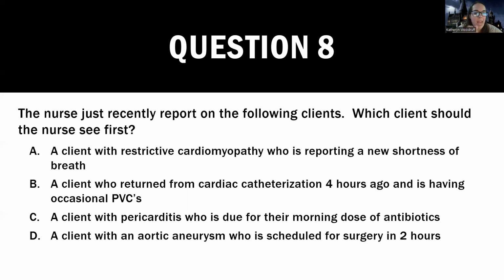So starting with the first one, a client with restrictive cardiomyopathy who is reporting a new shortness of breath. Now here, I'll give you a little clue: anytime there's something new, different, sudden, acute, unexpected, we usually don't like it. Anything that's new or different, I need to go and evaluate that usually first. So this is already the top of my list for probably my first patient, but let's keep going.